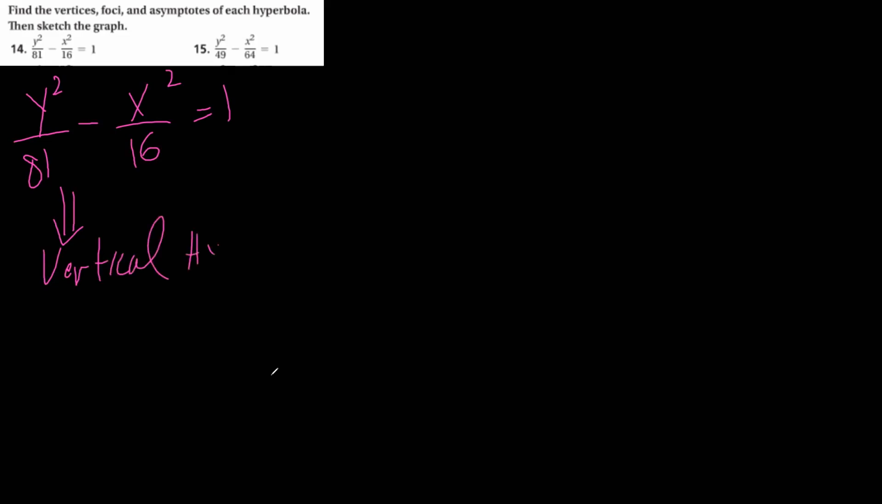In this one, find the vertices, the foci, and the asymptotes if you have this equation. Now look at the first one. The first equation here starts with y. So what does it mean? That means it is a vertical hyperbola. y squared over 81 minus x squared over 16 equals 1. So it is a vertical hyperbola.